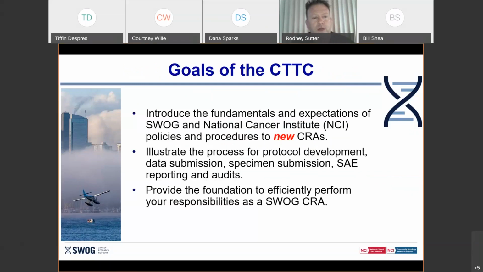So the goals of this training course are to introduce the fundamentals and expectations of SWOG and NCI policies and procedures to new CRAs. I have the word new highlighted in red because we do recognize that a lot of you have experience at other institutions prior to this. So this is just procedures that are specific to CRAs that are new to SWOG. We'd like to illustrate the process for protocol development, data submission, specimen submission, SAE reporting, and audits. And finally, to provide the foundation for you to efficiently perform your responsibilities as a SWOG CRA. Next slide.